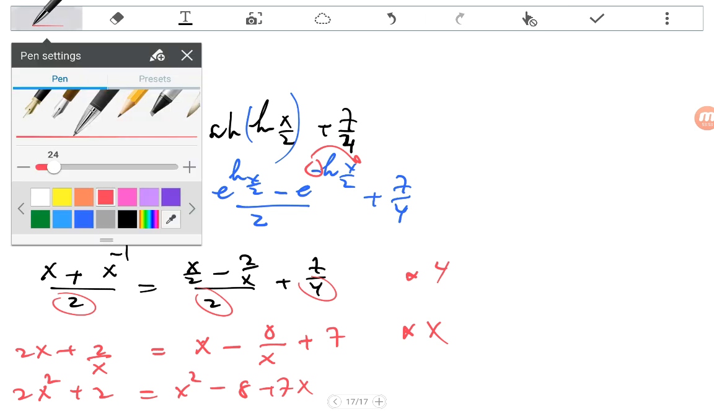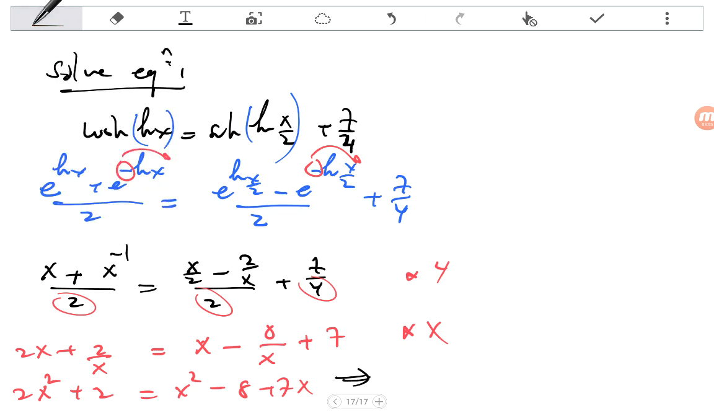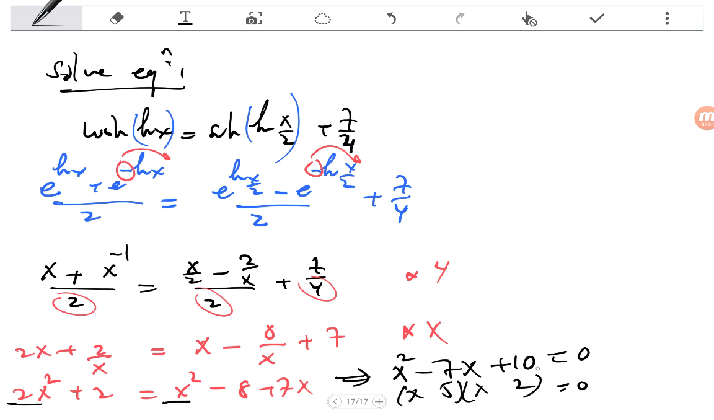Now this is just a quadratic equation. I will just solve this quadratic equation. It will be x^2 - 7x + 10 = 0. This can be factorized: 5 and 2, which multiply by each other to get 10 and add to 7, with both negative. So we have two solutions, x equal to 2 and x equal to 5.